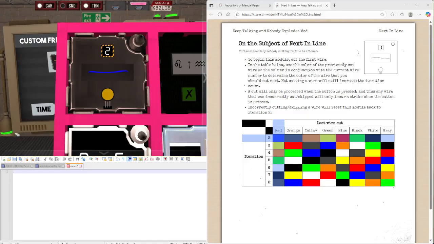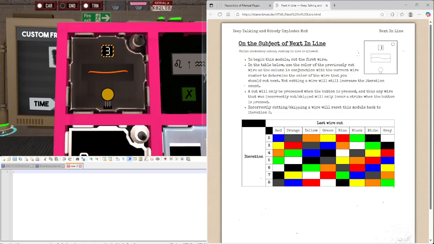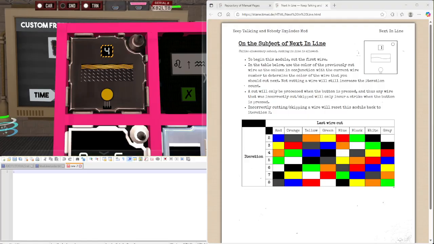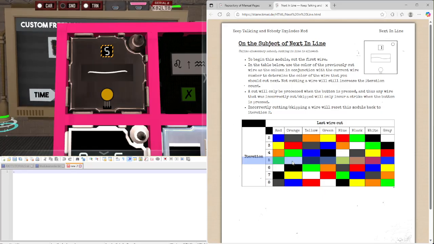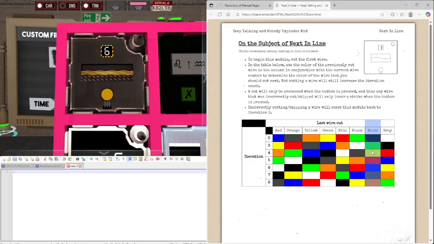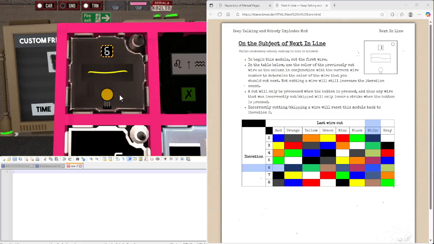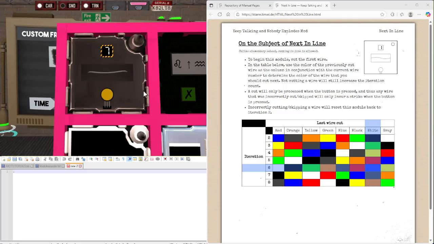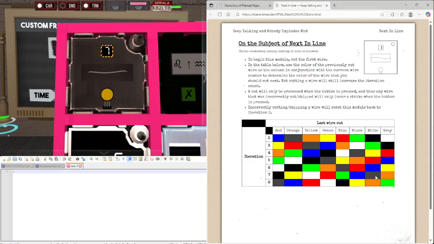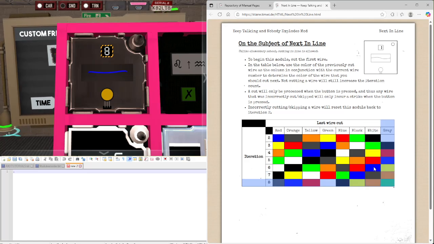So this one's going to be also a cut. That's also a cut. Then that is a skip. That's a cut. Weird. But okay. That's a skip. That's a cut. Yeah. That's a skip.